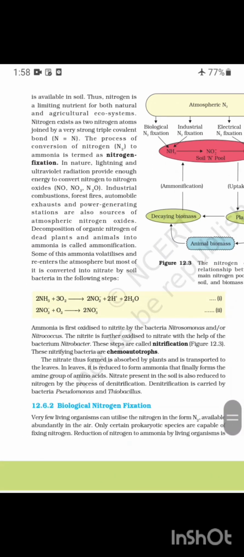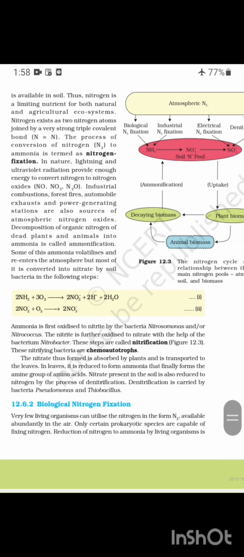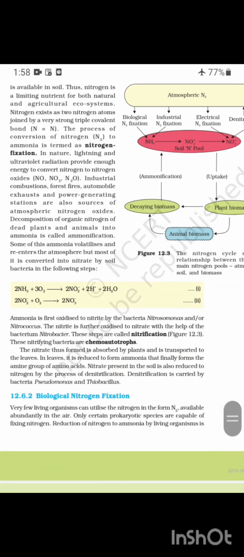Some of the ammonia volatilizes and re-enters the atmosphere, but most of it is converted into nitrate by soil bacteria in the following steps. Ammonia is first oxidized to nitrite by the bacteria Nitrosomonas and Nitrococcus. The nitrite is further oxidized to nitrate with the help of the bacterium Nitrobacter. These steps are called nitrification. Figure 12.3. These nitrifying bacteria are chemoautotrophs.